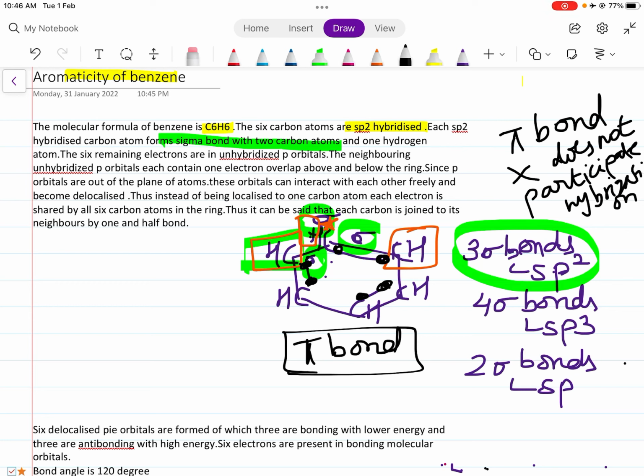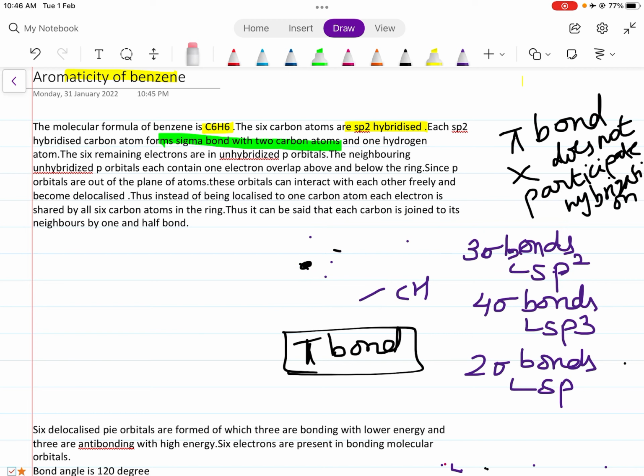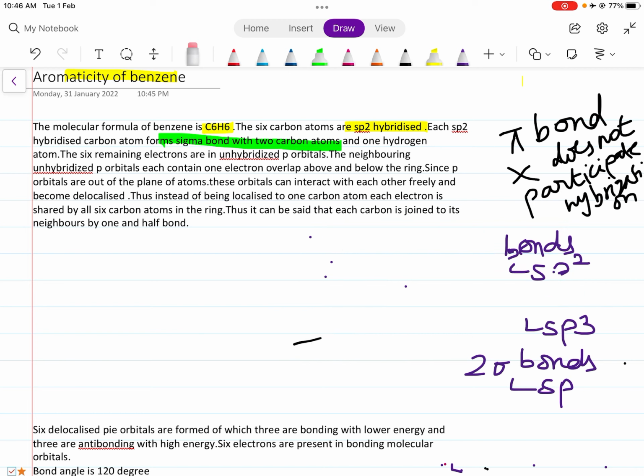So the neighboring unhybridized p orbitals, each containing 1 electron, overlap above and below the ring. Since the p orbitals are out of the plane of the atoms, these orbitals can interact with each other freely and become delocalized. Thus, instead of being localized to 1 carbon atom, each electron is shared by 6 carbon atoms in the ring. Now, how do you explain this part?